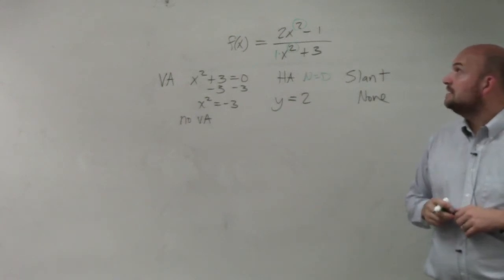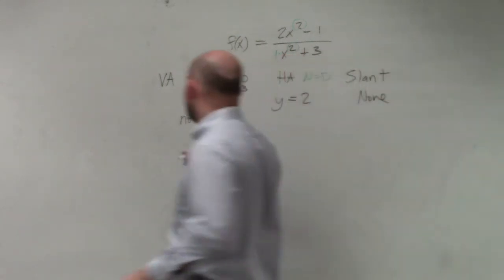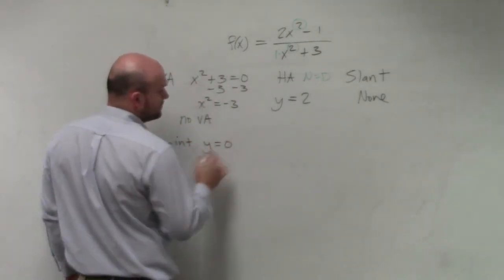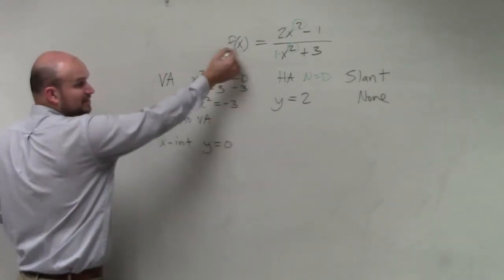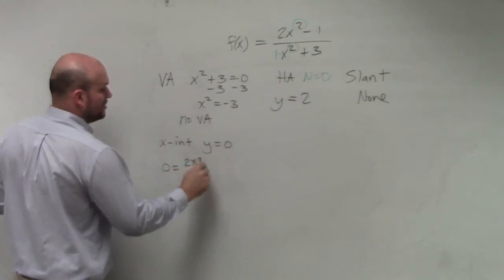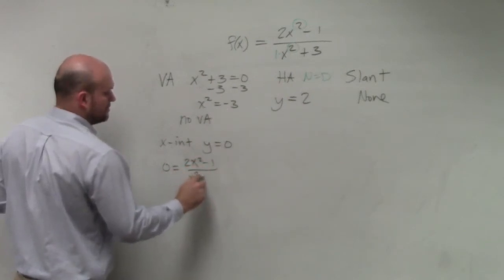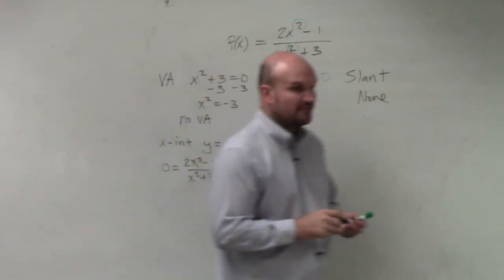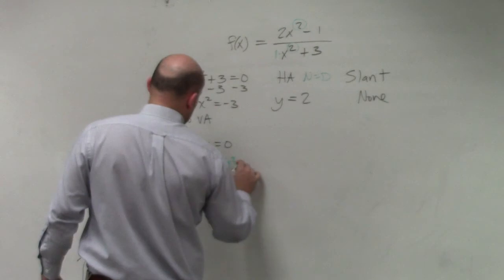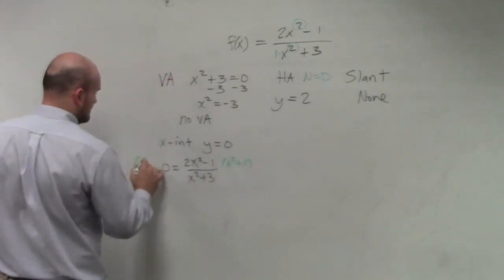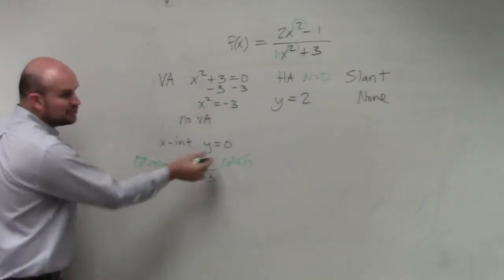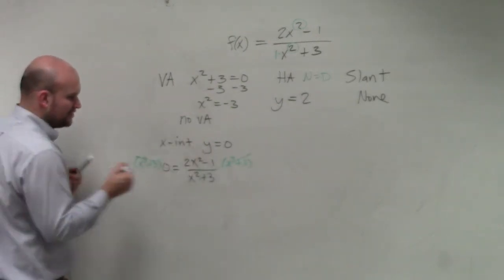Now we need to find the x-intercepts. X-intercepts are when y equals 0. So basically what we're going to do is replace f of x, your y, with 0, and we're going to solve for x. So just remember, guys, we can't solve for x when it's in the denominator, so we have to multiply this on both sides. And if you want to think of this as a shortcut, when you're finding the x-intercepts, you're just setting the numerator equal to 0. That's really all you're doing every single time.